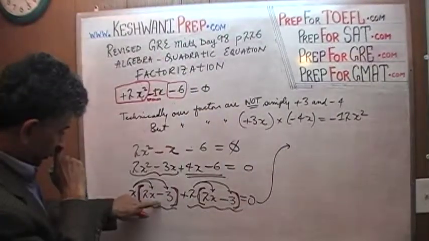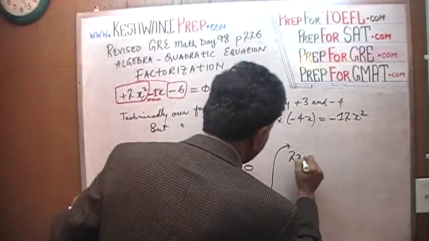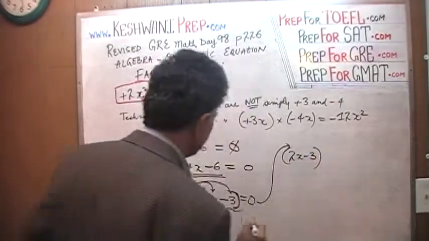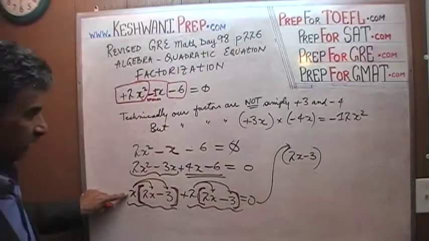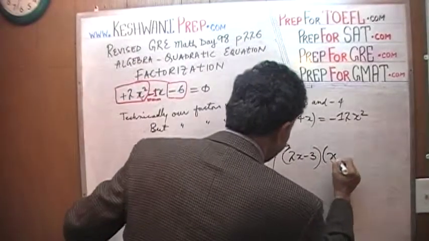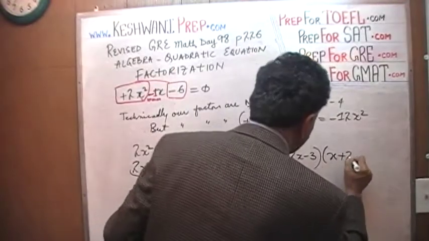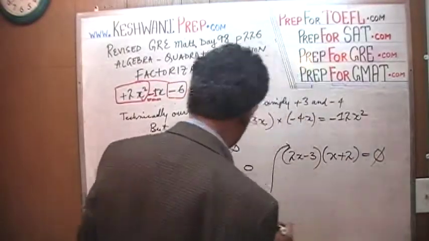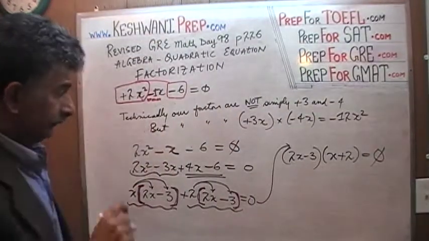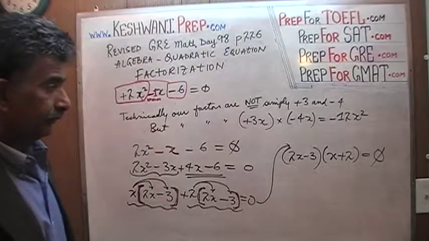So if we take out 2x minus 3, in the first part we are left with x. In the second part we are left with positive 2. And the whole thing we are told equals 0. That's it, we are almost there.